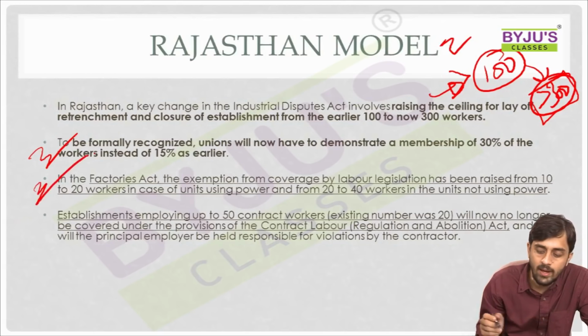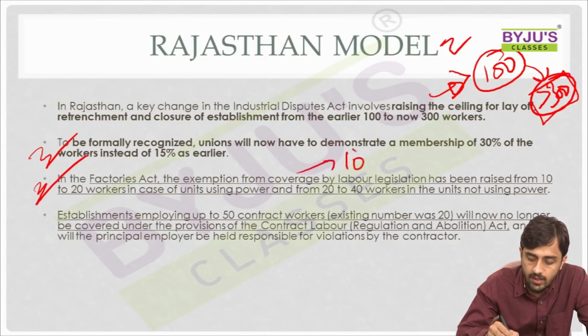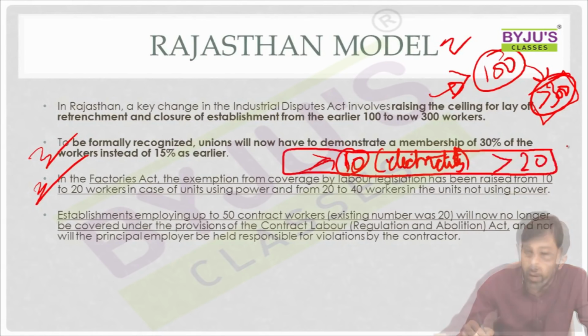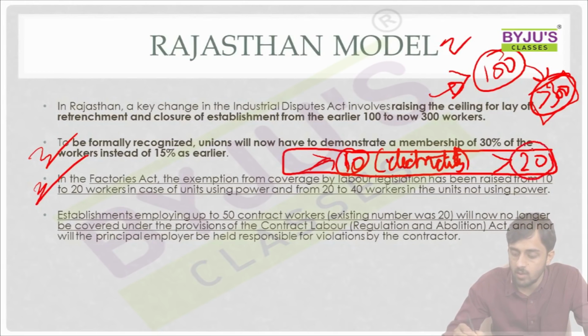Now, at the same time, the earlier definition of organized sector, as I told you, was any unit employing more than 10 workers, in case the industrial unit uses electricity, and any industrial house with more than 20 workers, if it does not use power, was classified as an organized sector industry. So earlier the norms were these.